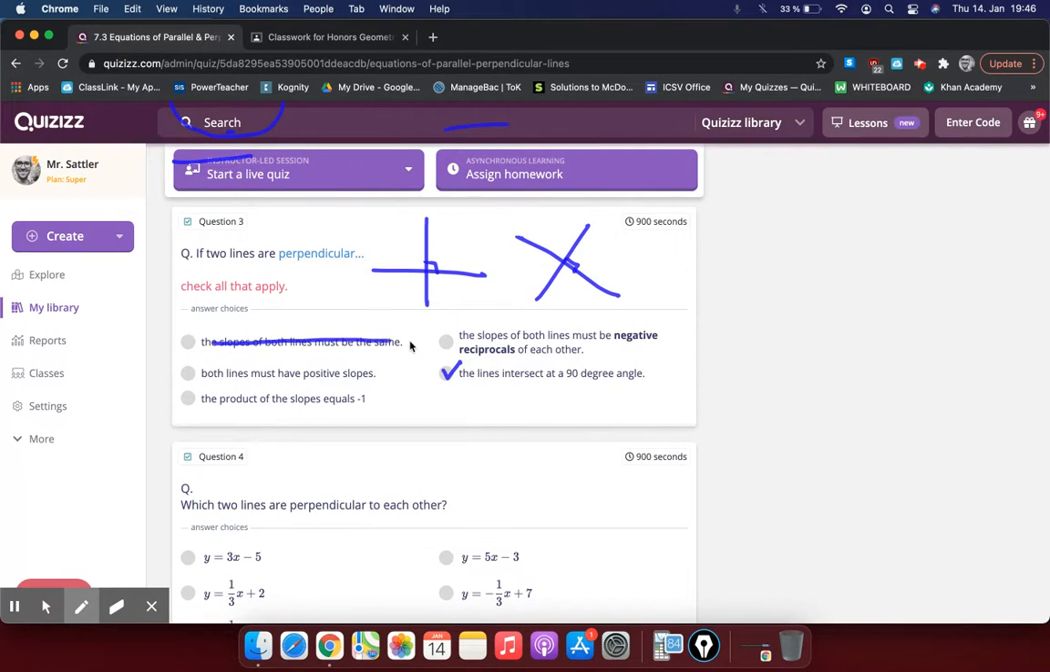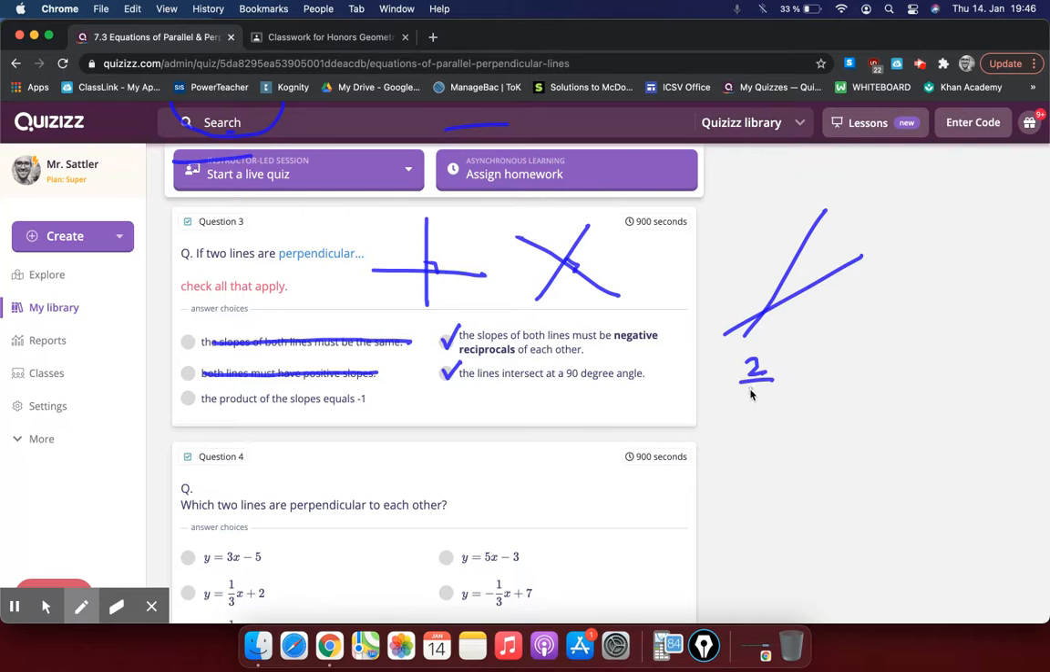Slopes must be the same? No. Both must be positive? No. If we had two positive slopes, they wouldn't necessarily cross at a right angle. But these other two things turn out to be true. I'm going to start here. The slopes have to be negative reciprocals.